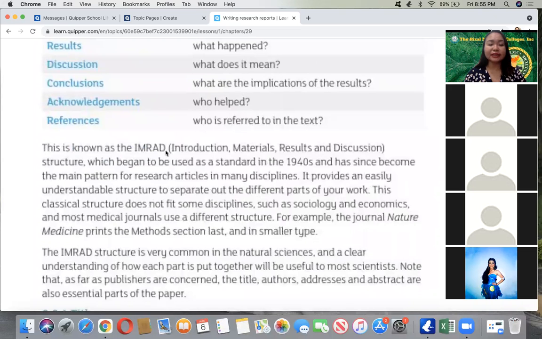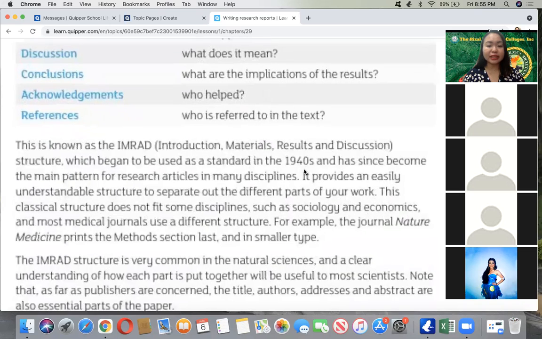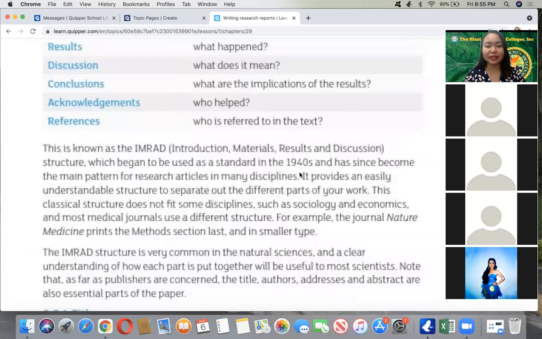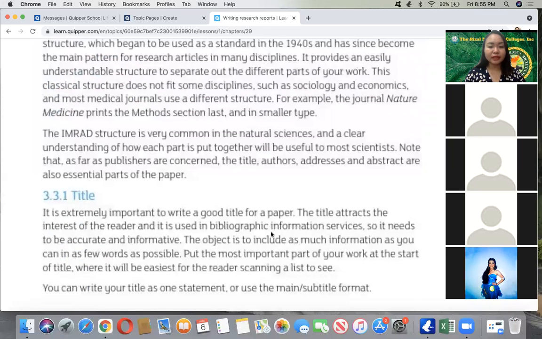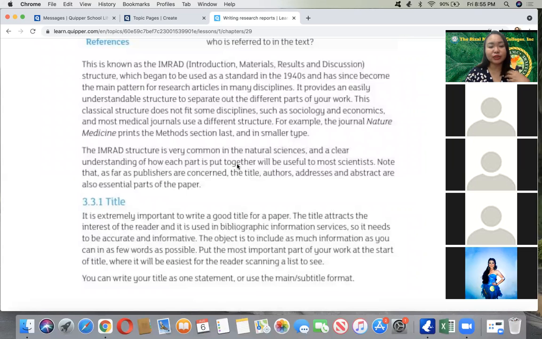So again, this is the IMRAD format. Ours is AIMRAD because of the abstract. This has been used since 1940. So imagine, some of you were not even born yet. It's the main pattern for research articles in many disciplines, such as sociology, economics, and even medicine or nature. It's also very common in the natural sciences.